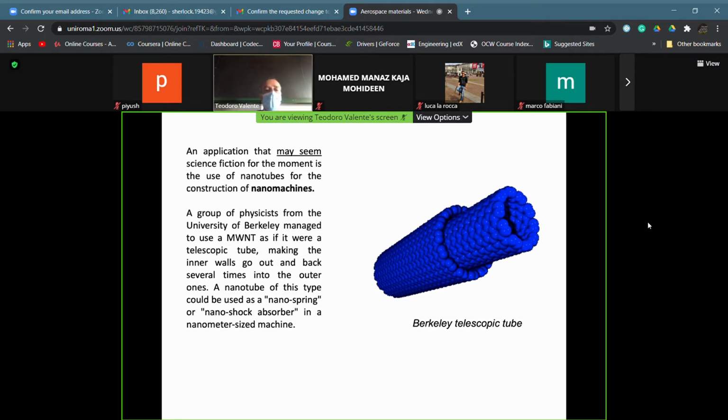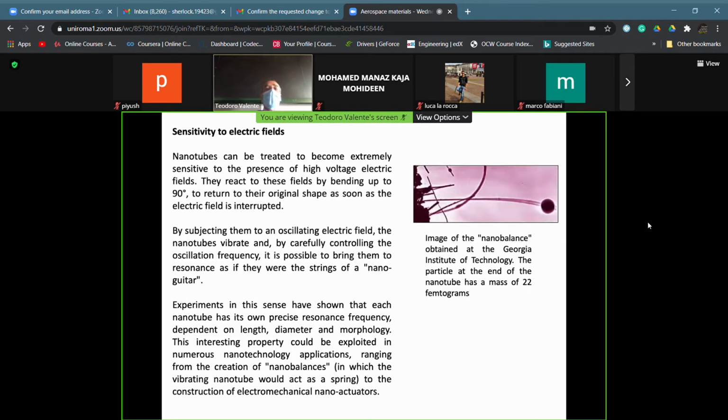Okay, a nanotube of this type could be used, for example, as a sort of nano spring or a nano shock absorber in a nanometer size machine. So very, very fascinating, I would say. Other properties can suggest applications of this kind of materials. Let's have a look at the properties compared to an applied electric field.